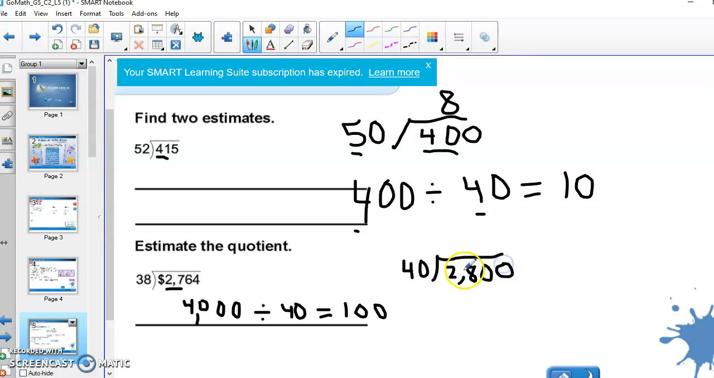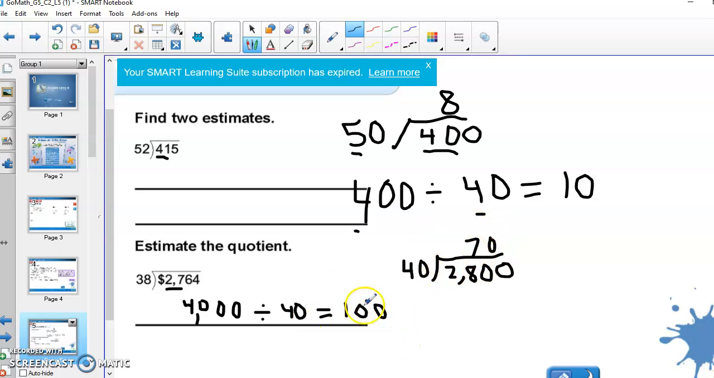Now I've come up with really good compatible numbers for this division problem. I know that 4 can go into 28 7 times. And I have 2 zeros here, 1 zero here, so the difference between them is just 1 zero. So 70 would be another good estimate for this division problem. So I came up with an estimate of 70.